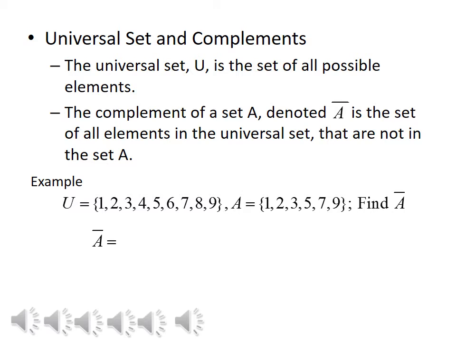So look at the set A and figure out which numbers are not there. And if we look for the numbers that are not in A, we find that those are 4, 6, and 8. Those are the only numbers that are possible, part of U, but are not in A. So that would be the complement of A, or A bar.